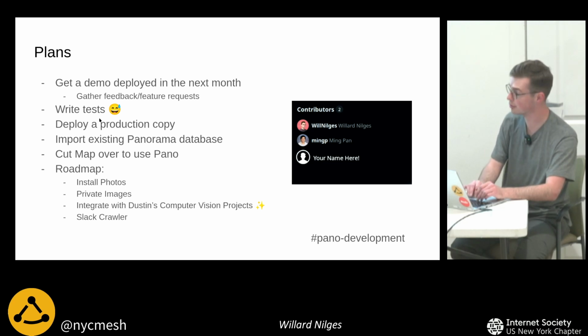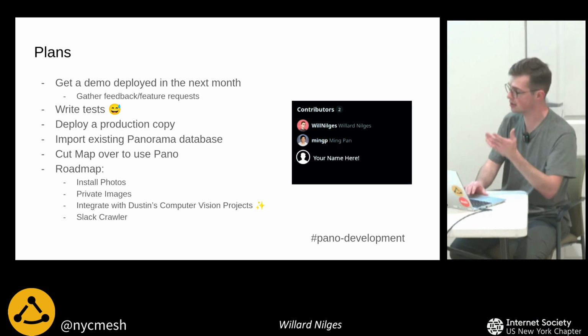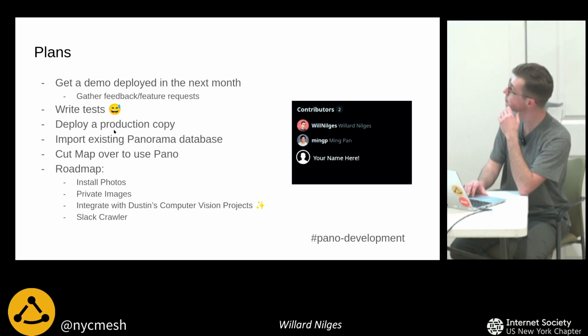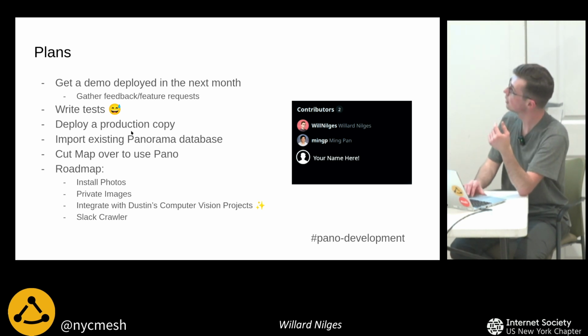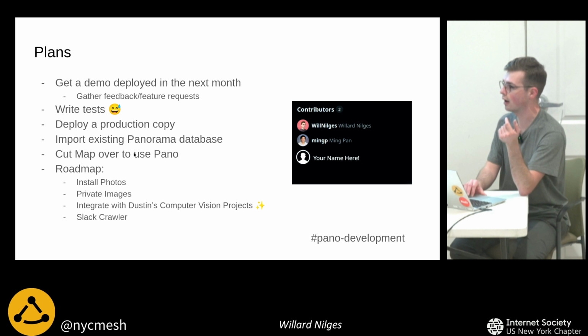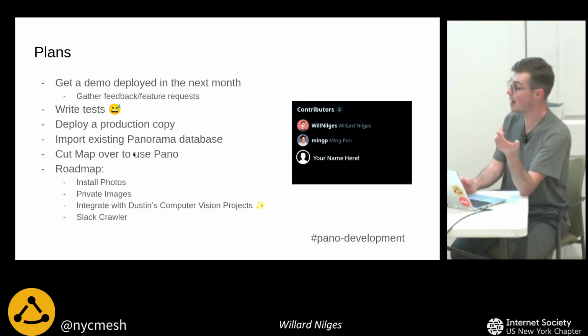Then I want to deploy a production copy with proper authentication, maybe encryption, proper backups, all that stuff. Get it ready for actual production use. Import the existing panorama database again. Cut the map over to use Pano. I actually already have that working. I just haven't done it because Pano is not actually deployed, but the map does work with Pano now.